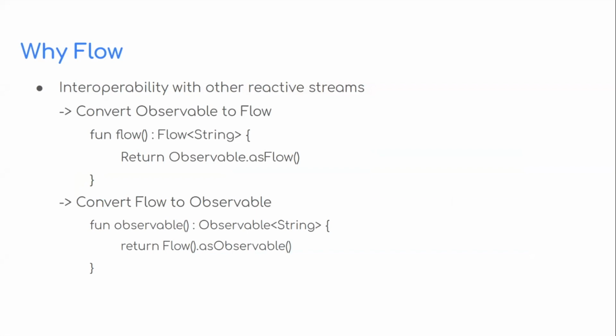Let's say we are trying to migrate our code from RxJava or RxKotlin to Flow, or vice versa. Using an extension function that is bundled up with the coroutines, we can convert one object to the other. For example, we can convert an observable, which is the way RxJava sends us reactive streams of data, to a flow.